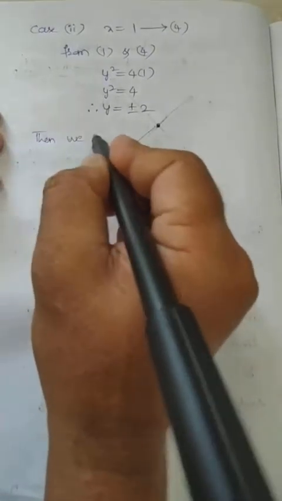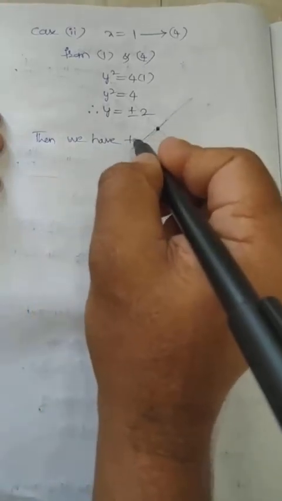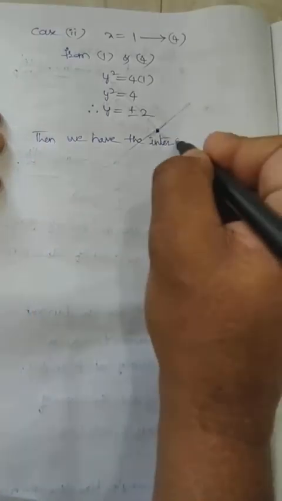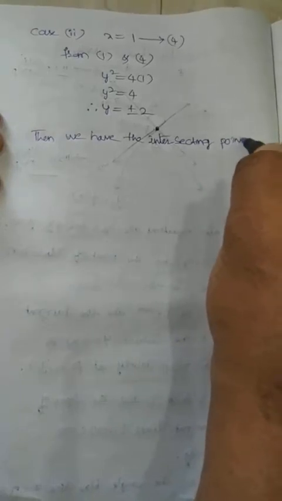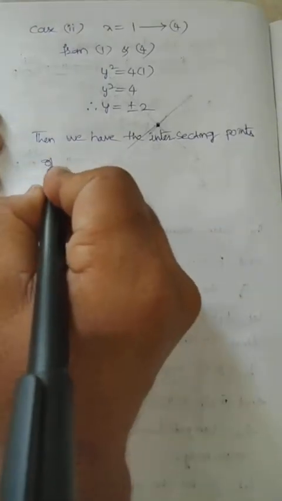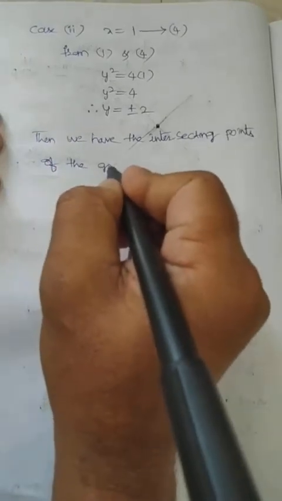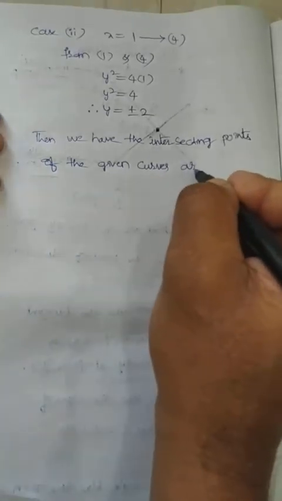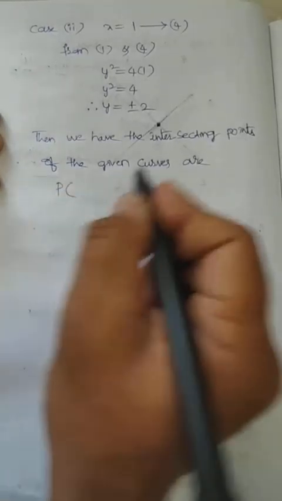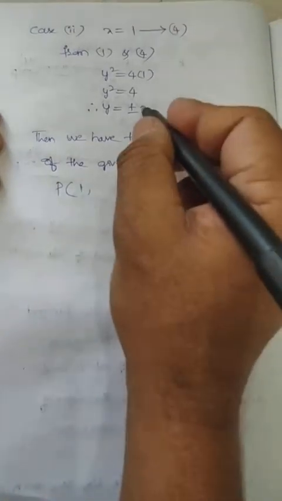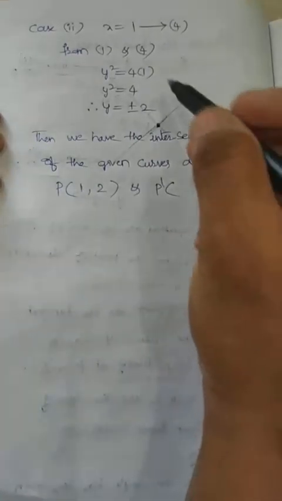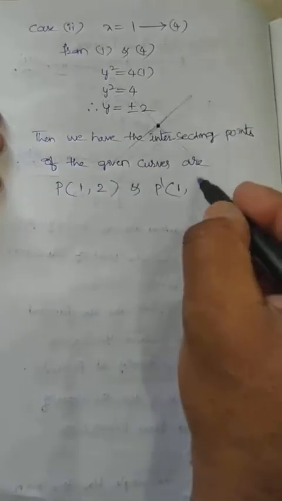Then we have the intersecting points of the given curves: P, taking one x and one y value, and the next one I am considering is P dash. The x coordinate is the same, but the y coordinate changes. What is that? Minus 2.